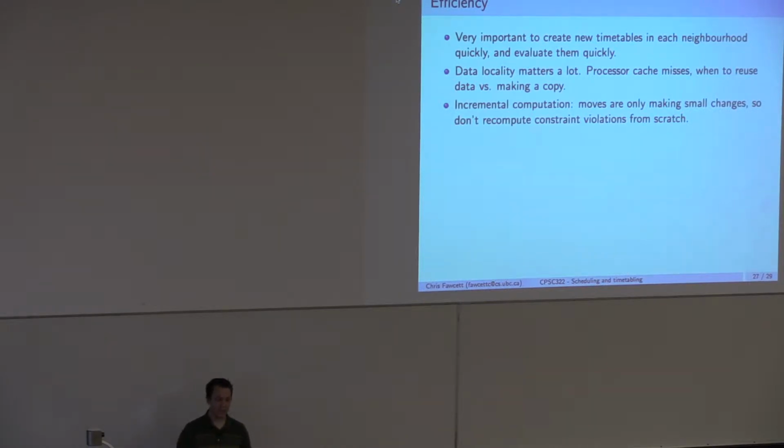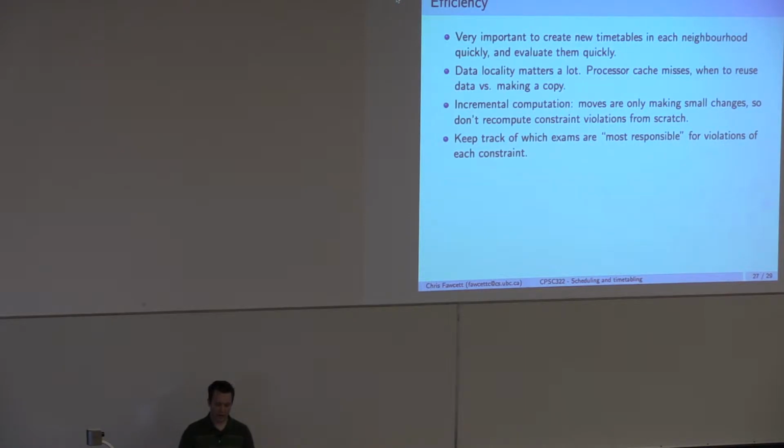And importantly, we really care about incremental computation. So all of this local search at a high level seems really simple, but we really don't want to recompute constraints from scratch every time. When you make a move, we're only making small changes. We're moving an exam from one time slot to another, or we're swapping 2 exams. Anything that's not in those time slots is really not getting affected too much. So we can make huge strides in only doing some small computation.